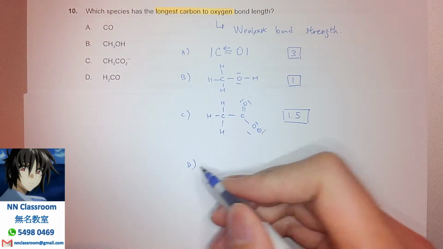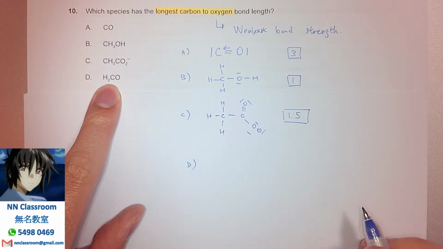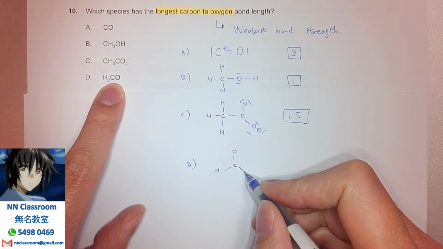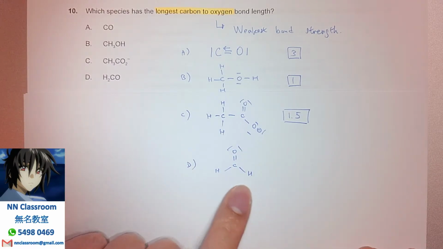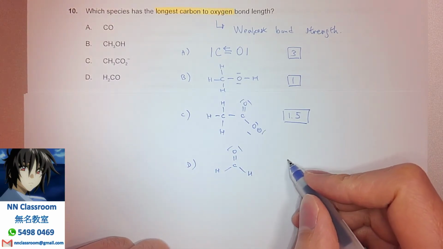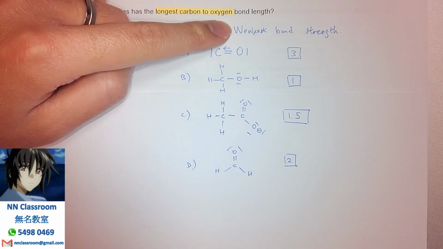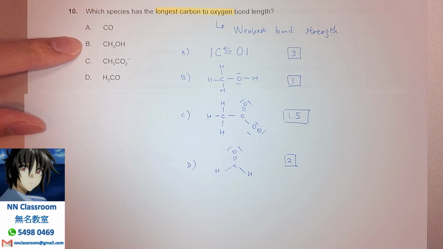Finally, looking at D, you realize that this is going to be an aldehyde, having a CO double bond and 2 sides of H's, right? In this case, no doubt, the CO bond order is 2. So that's why the one having the weakest bond should go for B. So answer B.